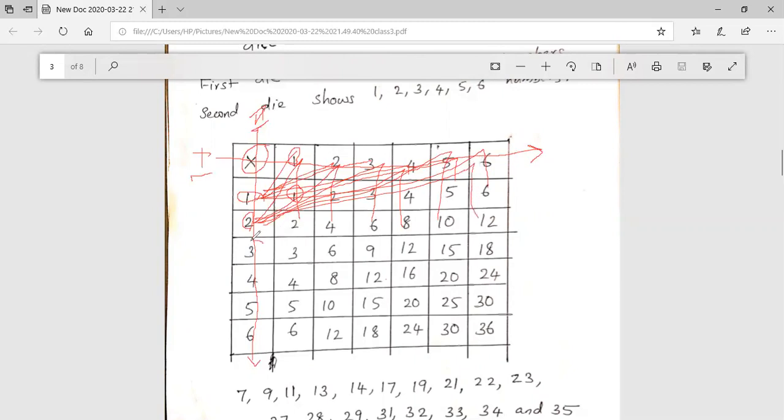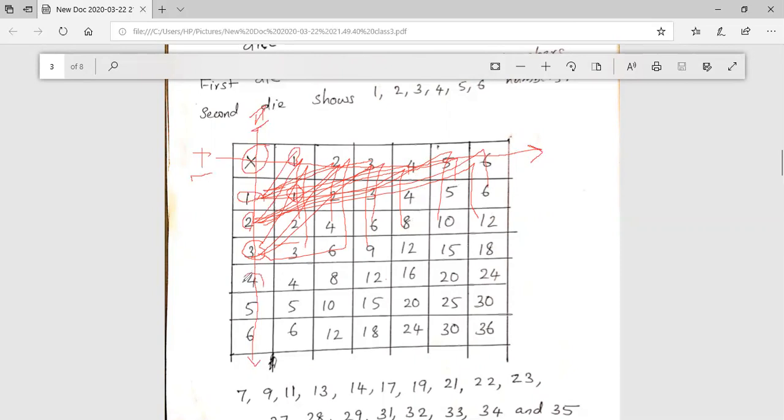Next one, 3 table. 3 times 1, answer is 3. 3 times 2, answer is 6. 3 times 3, answer is 9. Like this, it is good. 3 times 4, answer is 12. 3 times 5, answer is 15. 3 times 6, answer is 18.